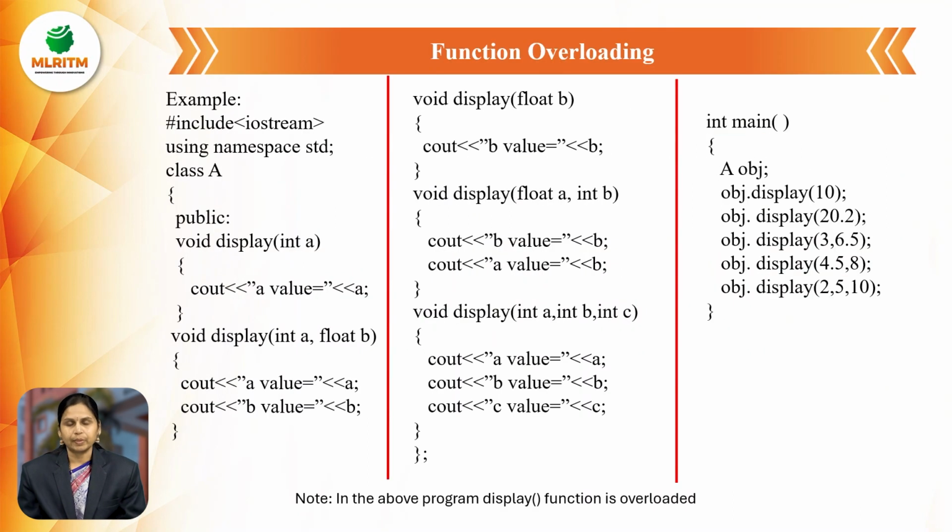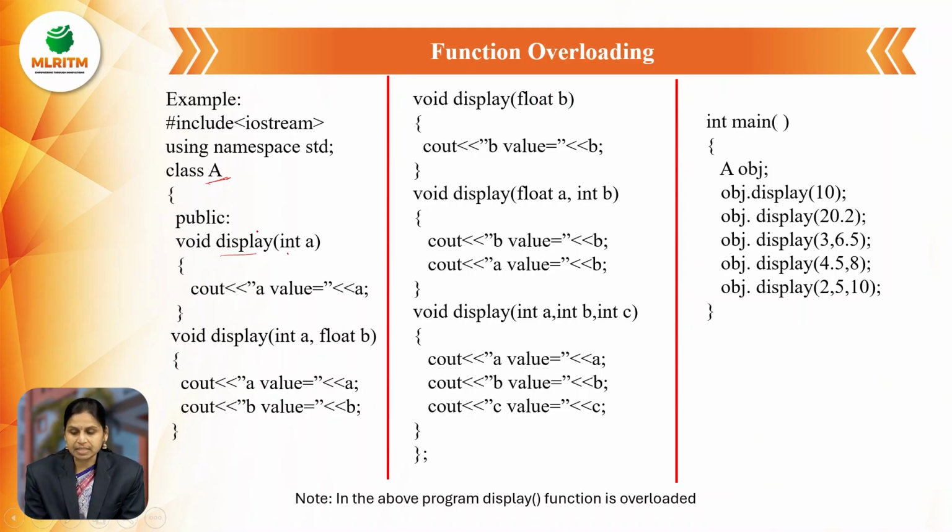Let us see the example. In this example, I declared only one class, class A. Here I am using only one function, display, multiple times. In the first case, display contains only one parameter, that is integer. The second time I am using the same display function but with two parameters: the first one is integer and the second one is float data type. In the third case, the display function contains only one parameter, that is float.